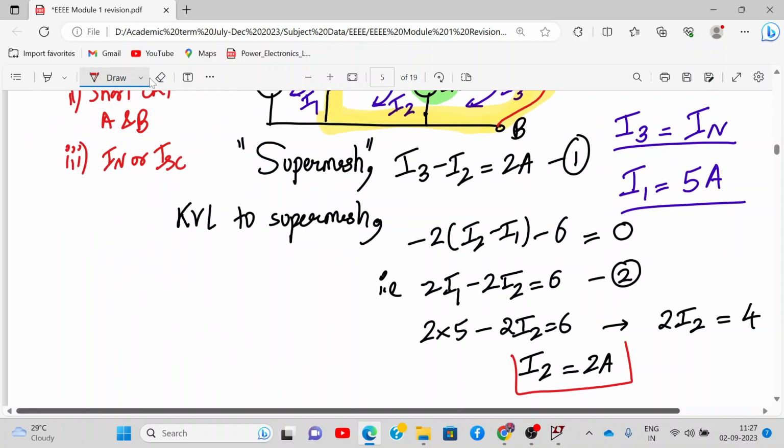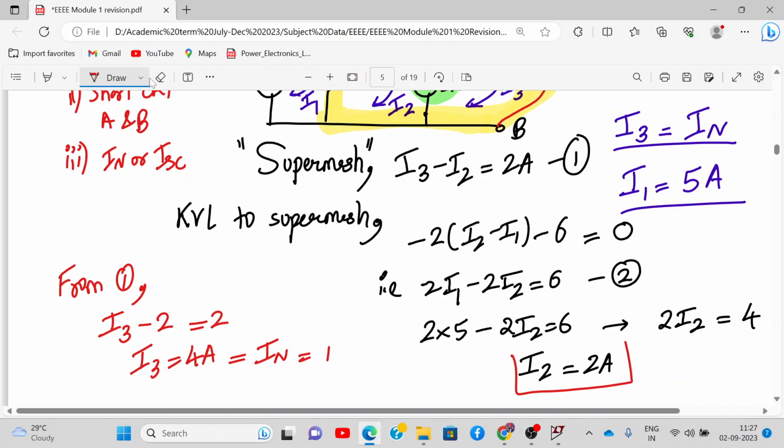So if we know the value of I2, can we find I3? Yes, from equation number 1. So from 1, I3 minus 2 is equal to 2. So I3 is 4 ampere, which is equal to IN, or short circuit current. So please note it down fast.